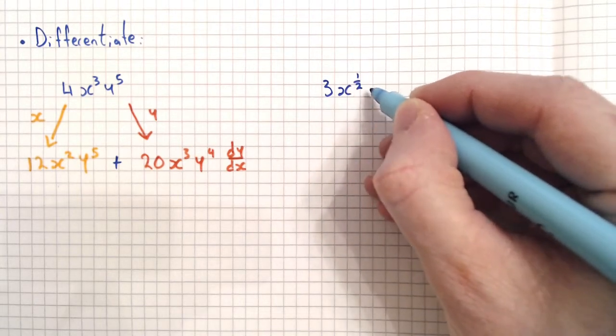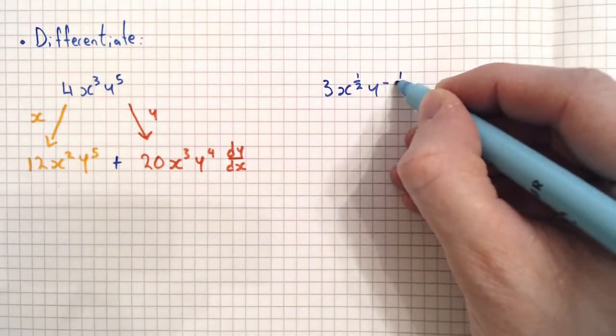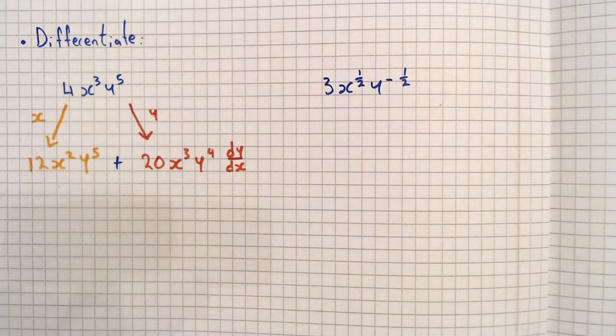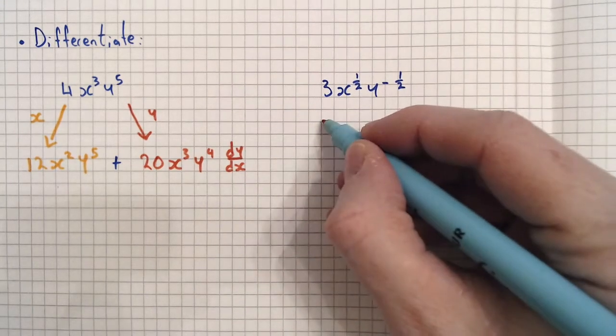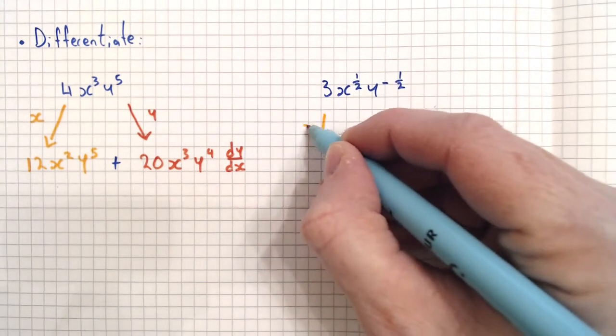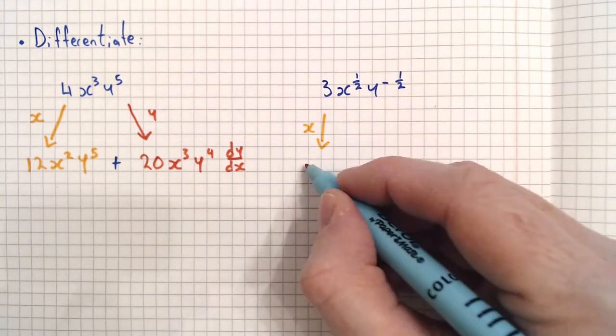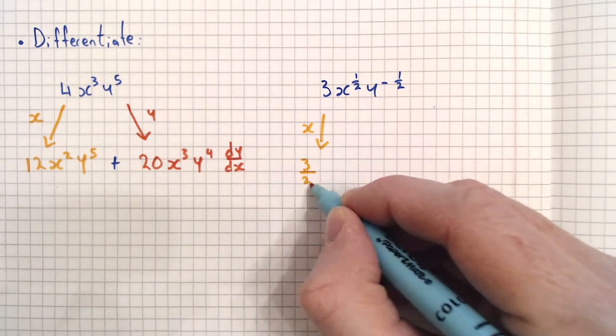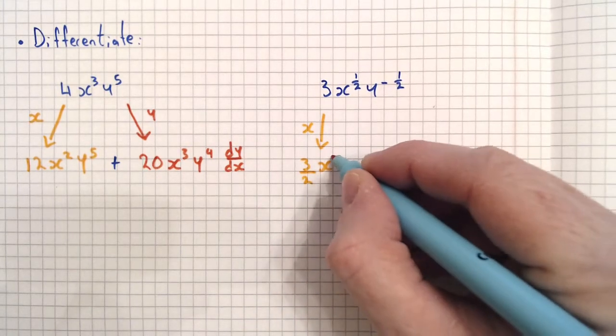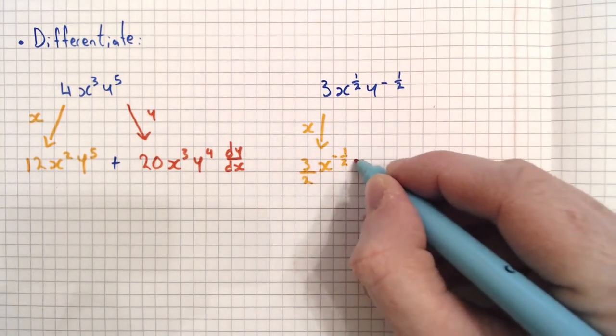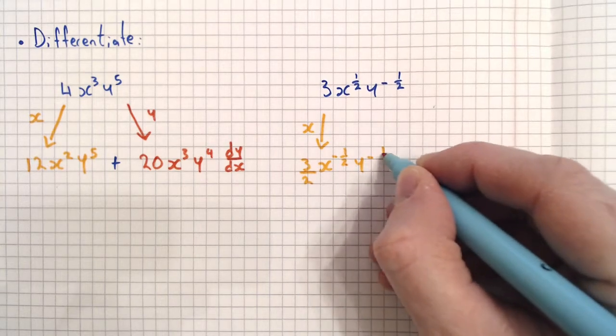It looks harder because it's got fractions, but the method is exactly the same. 3x to the half, y to the minus a half. Differentiate it twice. First of all, differentiate 3x to the half. If you do that, you should have 3 over 2 x to the minus a half. And the y variable doesn't change. It's just y to the minus a half.